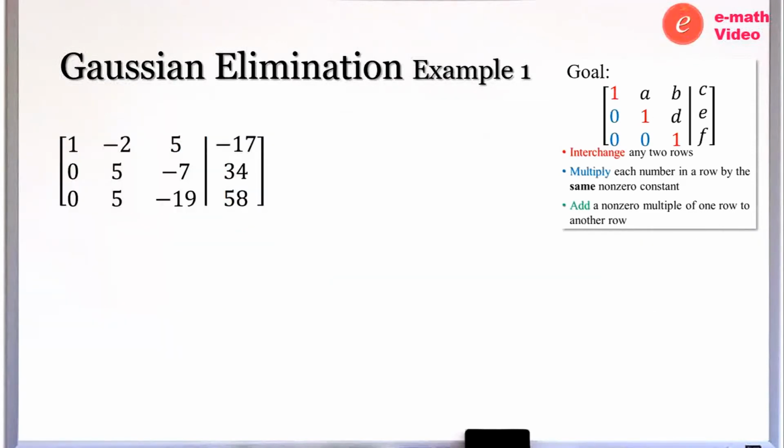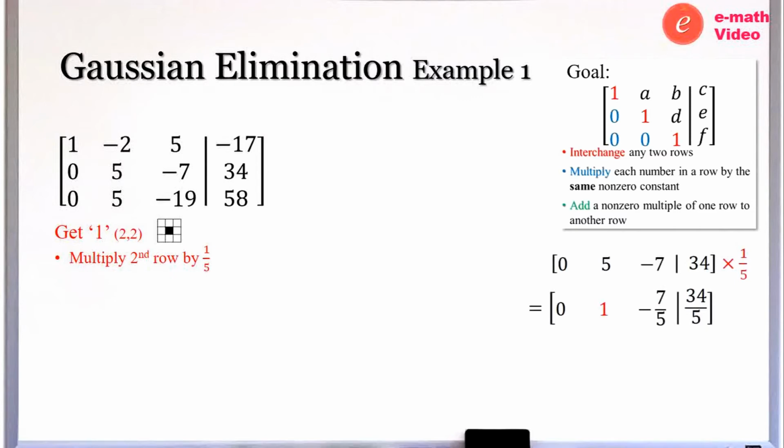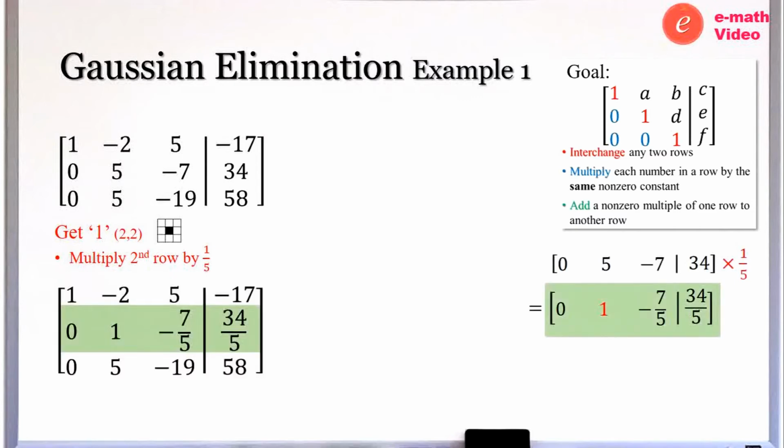Next, we need a 1 in the middle. We divide the whole row by 5. Are we allowed to do that? Yes, because it means multiply the whole row by 1 over 5. Second operation. Do it at the side. Here we got the 1. Write this into the matrix.